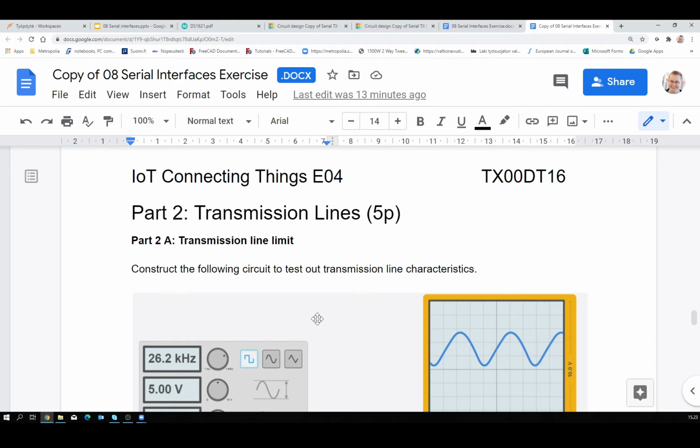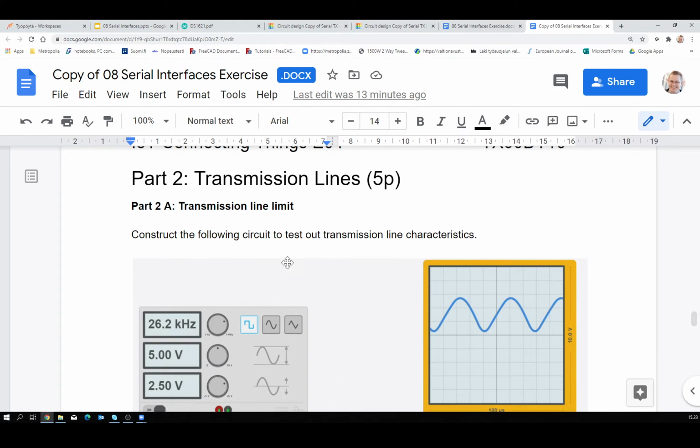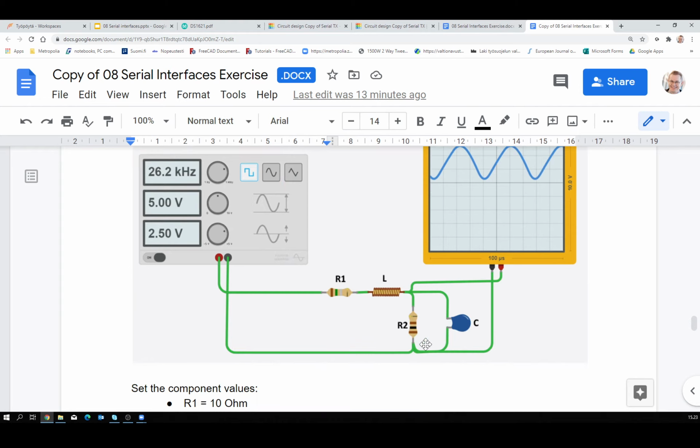Okay, transmission lines, another part which has another 5 points. And now we go to the simulator environment. So basically, you need to construct the following circuit to test transmission line characteristics. So we have 2 resistors, R1, R2, and we have inductance and capacitance.